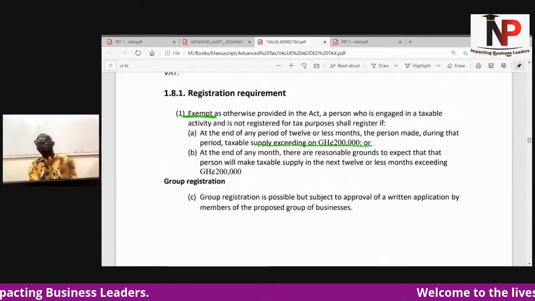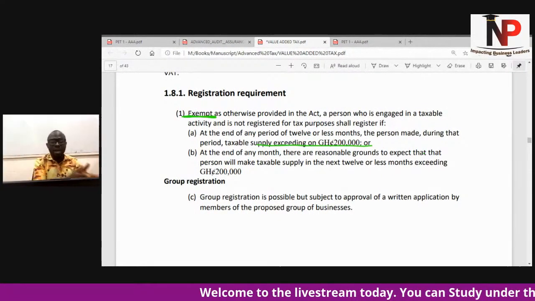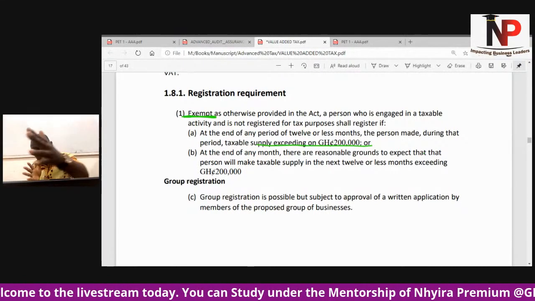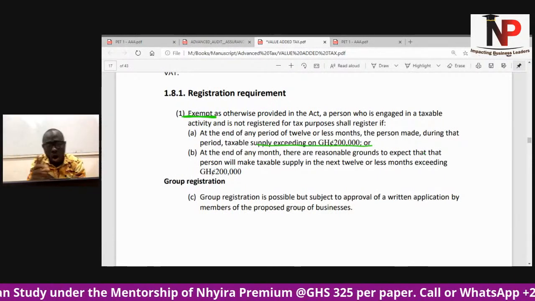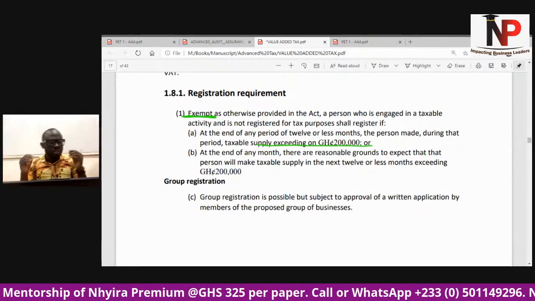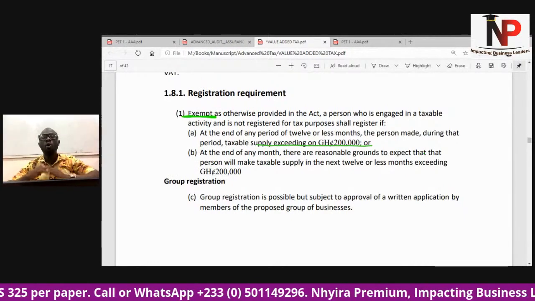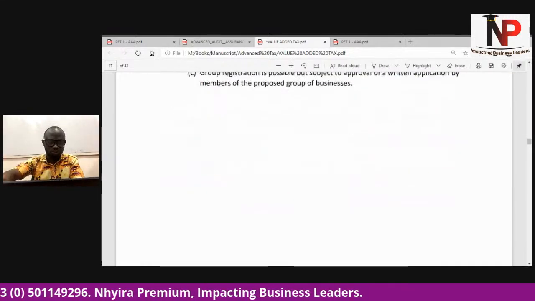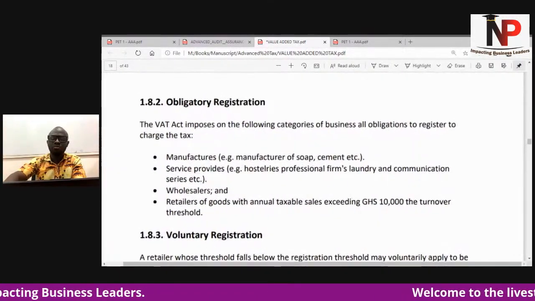Now, even though this is what the tax law says, anybody making revenue or making money more than 200,000, or if you expect to make 200,000 in the next 12 months or less, you've got to register, or you can register as a group. There are certain types of businesses or tax persons who are required by the tax law to register whether they like it or not. And that is what we refer to as obligatory registration.